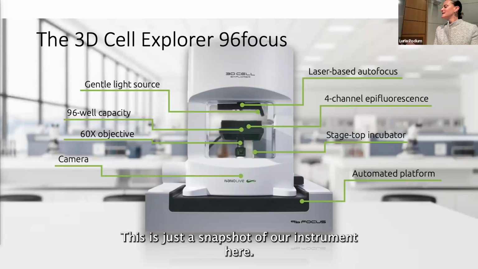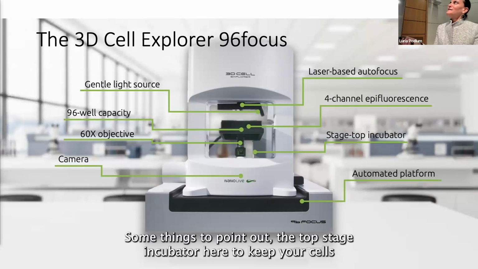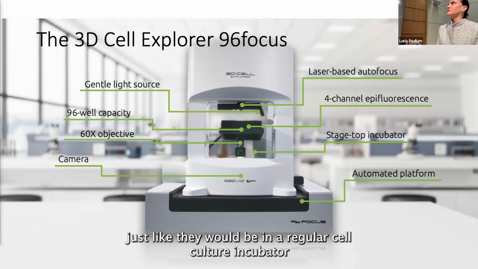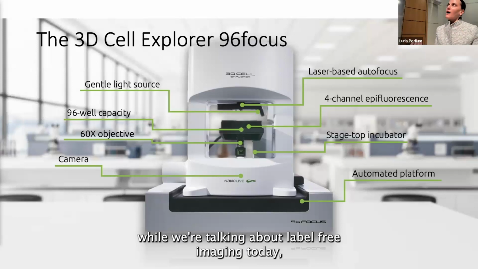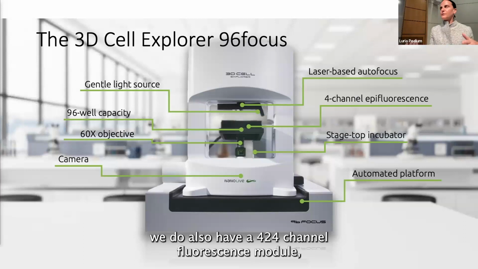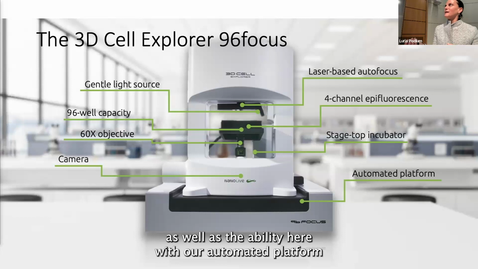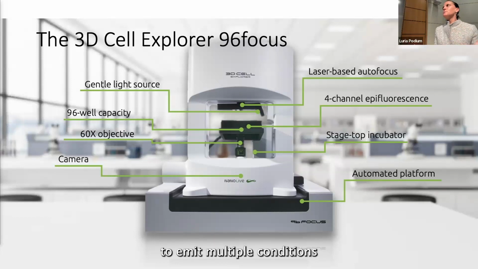So a couple of things. This is just a snapshot of our instrument here. Some things to point out: the top stage incubator here to keep your cells just like they would be in a regular cell culture incubator. While we're talking about label-free imaging today, we do also have a four-channel epifluorescence module, as well as the ability here with our automated platform to image multiple conditions within the same acquisition.